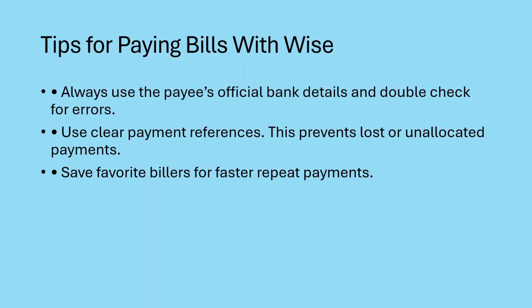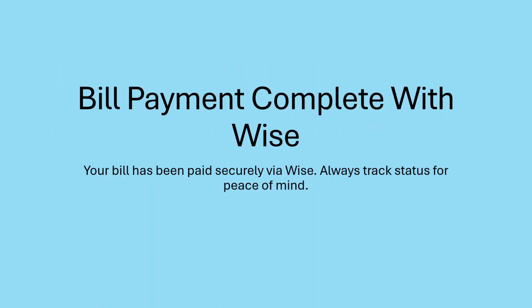Now I have some tips for paying bills with Wise. Always use the payee's official bank details and double check for errors. Use clear payment references. This prevents lost or unallocated payments. Save favorite billers for faster repeat payments. And that's how you pay your bills with Wise.